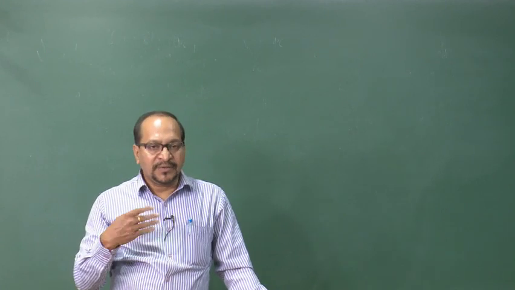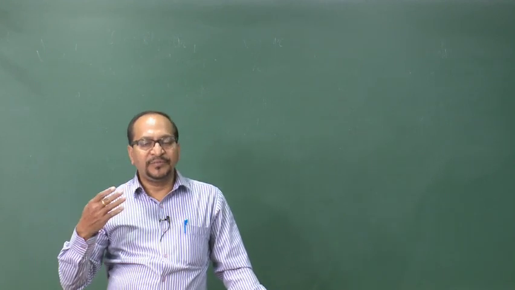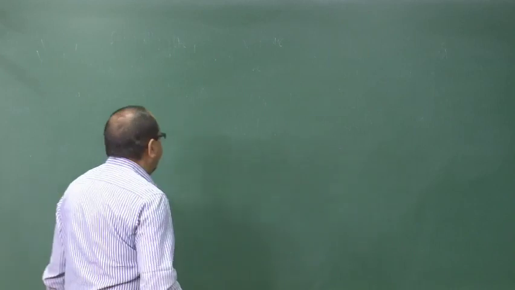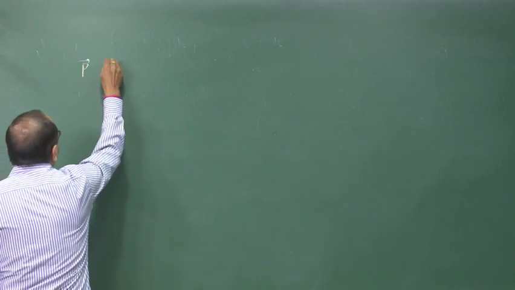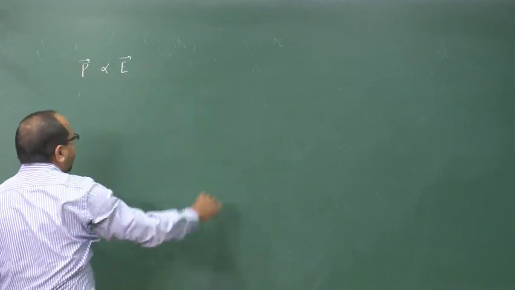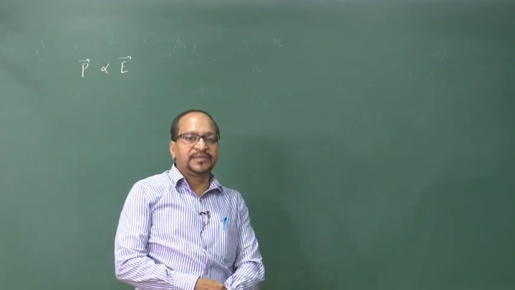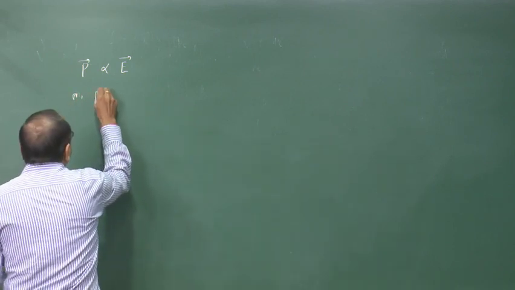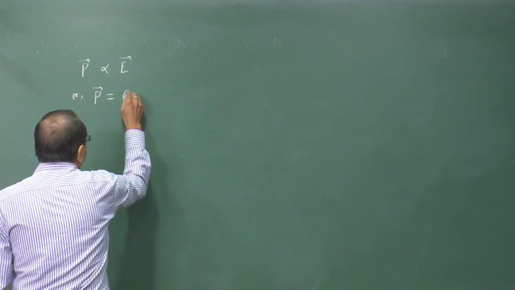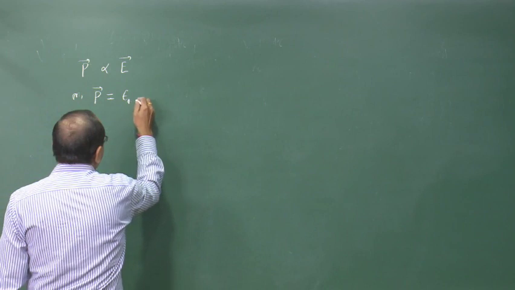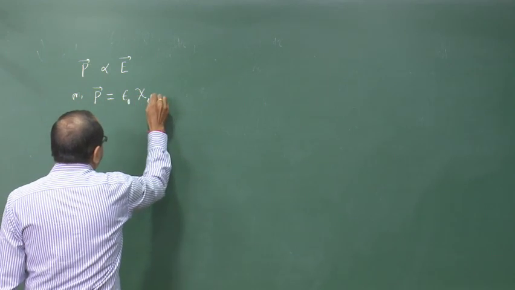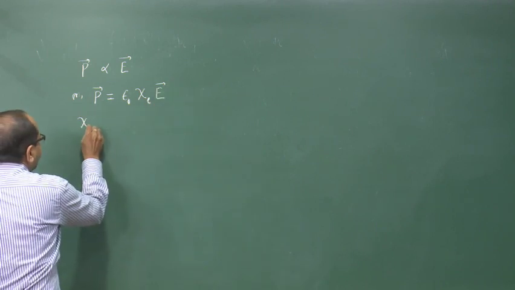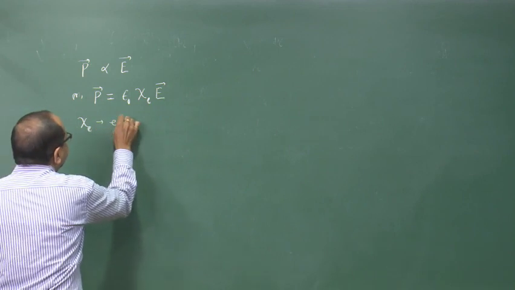Therefore, the combined effect is that if we increase the applied electric field, then the electric polarization will increase. And if in a material our electric polarization vector is directly proportional to the applied electric field E, then this material is called linear dielectric, and in this case our polarization vector becomes P is equal to epsilon naught into chi subscript E into electric field E. Here chi subscript E is called electric susceptibility.